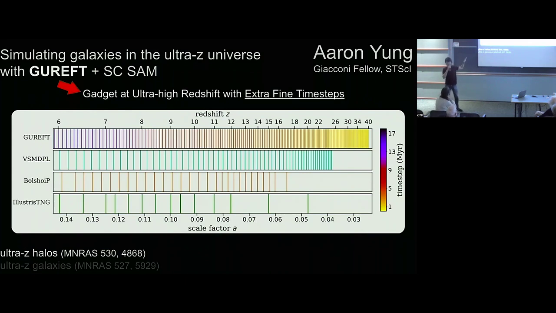You can see these are the number of snapshots stored by these different simulations. Down below, there are three. You're probably familiar with state-of-the-art simulations. GRAFT is the top row, which we save a whopping 117 snapshots from redshift 6 to 40. So this gives me some confidence that these extra fine time steps can help us resolve the actual halo merger history all the way for a galaxy at redshift 15. So we get history all the way out to redshift 20.